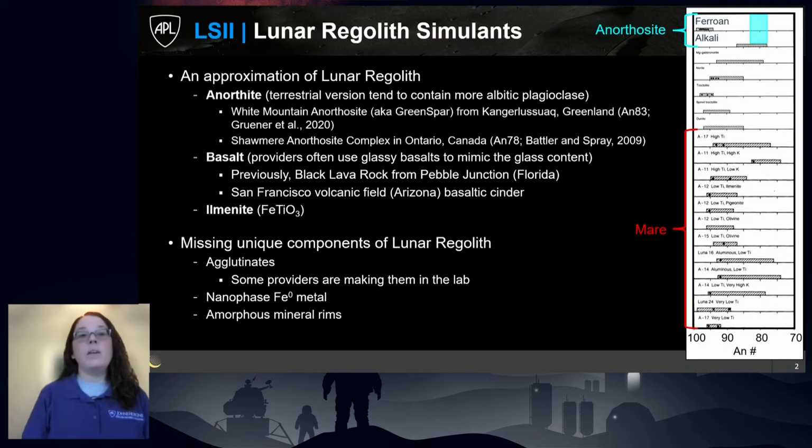Okay, so as we all know, regolith simulants are just an approximation of lunar regolith. There's a typo in the slide, which you can probably catch, that I am talking about the components that are generally used to produce these simulants by US providers.